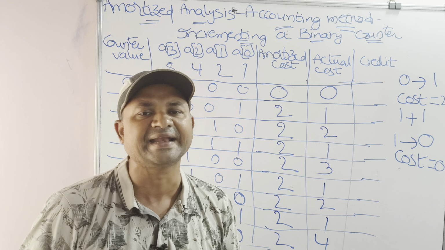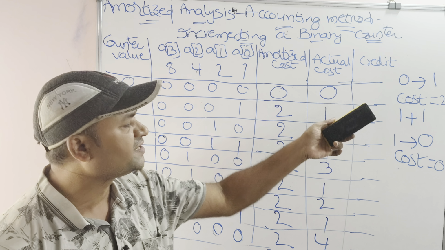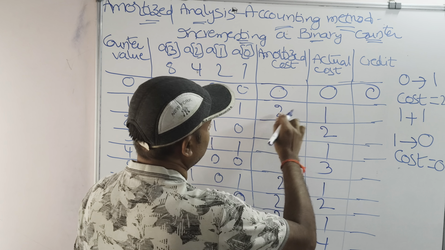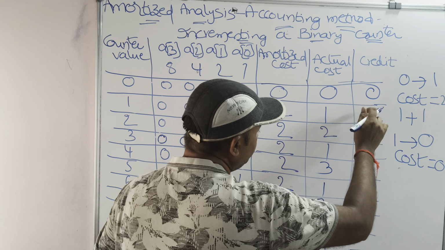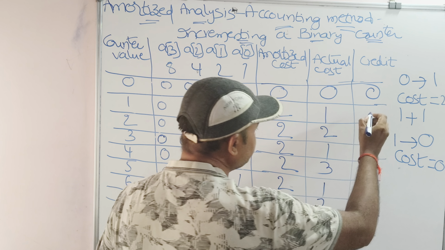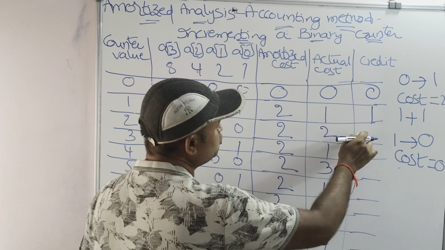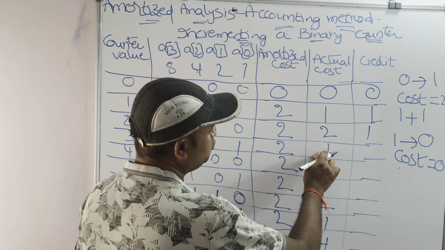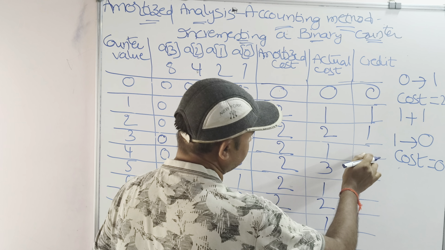Now let us find the credit. Credit means amortized cost minus actual cost. So 0 minus 0 means 0. 2 minus 1 means 1. Plus we have to use the previously stored credit also. So 1 plus 0 means 1. 2 minus 2 means 0. 0 plus previous credit 1 is 1. 2 minus 1 means 1.